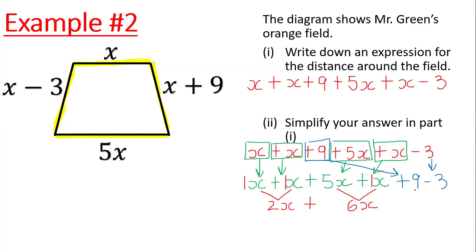And then we have 9 minus 3. What is 9 minus 3? 9 minus 3 is 6. Good. Then we put my equal sign and add together the 2x and the 6x. 2x and 6x is going to be equal to 8x. Plus 6. And then you bring down that 6, so it's 8x plus 6.